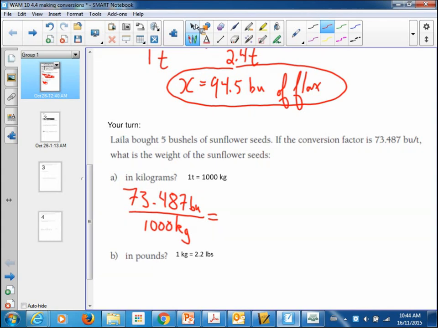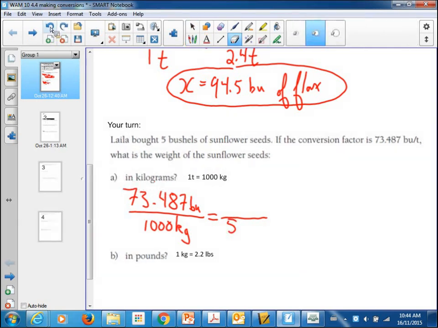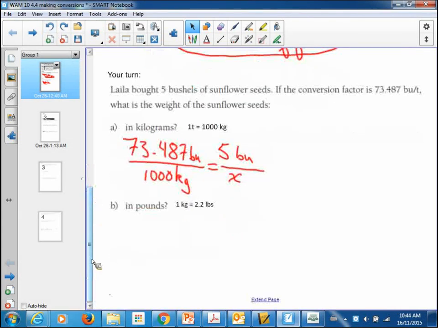Now it's sunflower seeds instead of flax, but it's still 5. Oh, I wrote it on the wrong side. Thank you. It's still 5 bushels on this side. We're still matching up the units. We want to find the kilograms. Then you'd solve that for an answer. You should get 68, but I'll leave that.